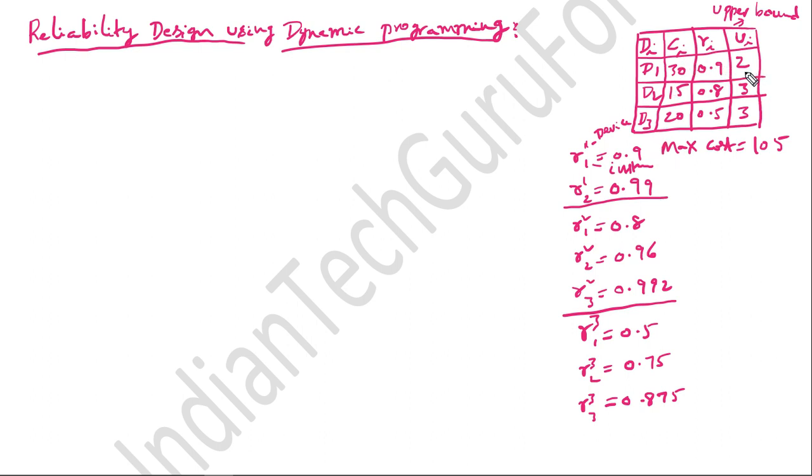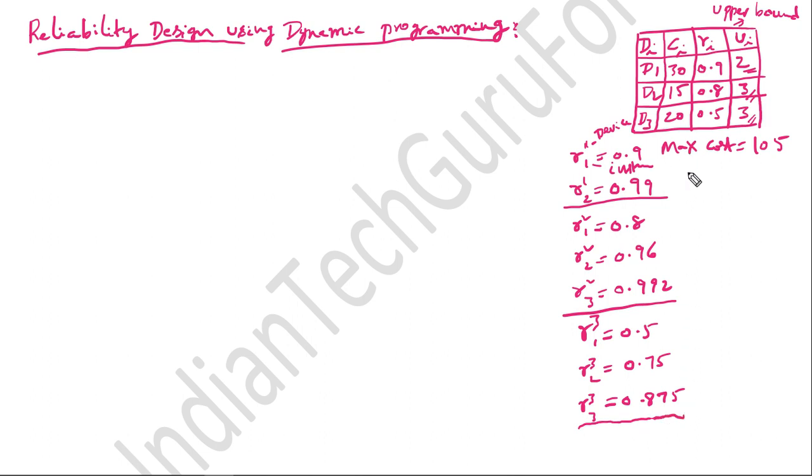And here you can see that the upper bound for D1 is 2, so we need to calculate up to 2 instances. Similarly, for the second device, we need to calculate up to 3 instances, so R power 2 suffix 1, R power 2 suffix 2, R power 2 suffix 3. And for device 3 also, the upper bound is 3, so we need to calculate R power 3 suffix 1, R power 3 suffix 2, R power 3 suffix 3. How to calculate these values we have seen in the previous video.